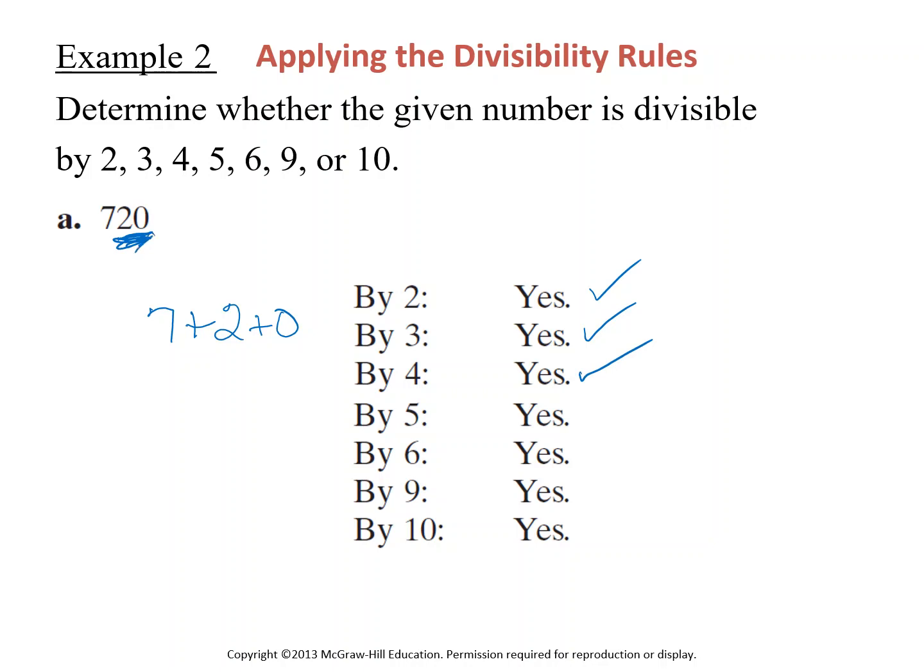It ends in a 0, so it's divisible by 5. Because it's divisible by both 2 and 3, it's also divisible by 6. The sum of the digits, 9, is a multiple of 9, so it's divisible by 9, and because it ends in a 0, it's divisible by 10.